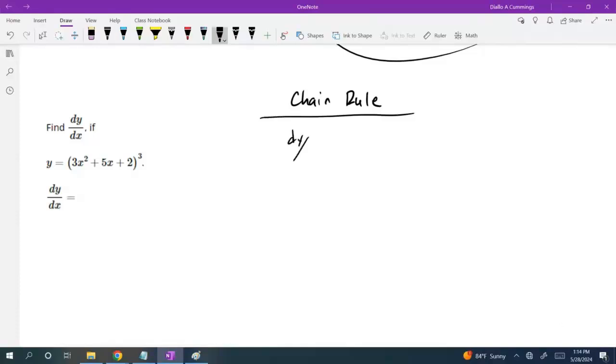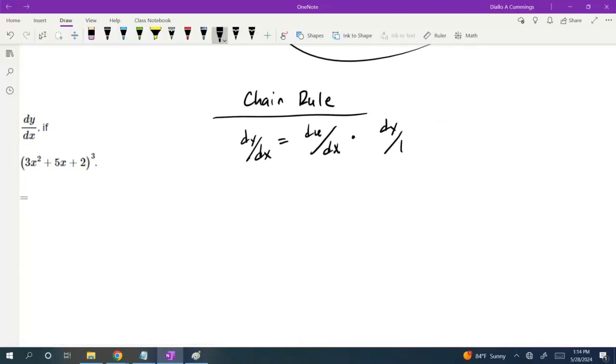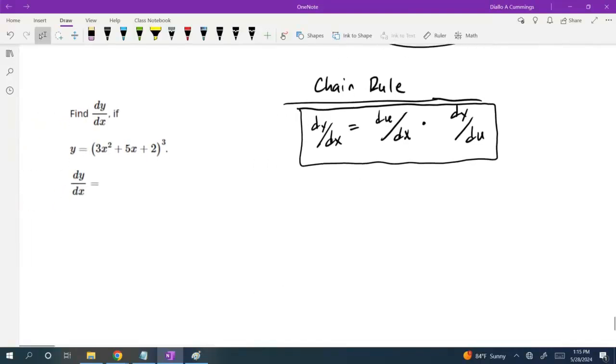It's dy/dx, so that's the derivative of the function y with respect to x. That's equal to du/dx, so this is the derivative for the function u with respect to x, times dy/du. So this is the derivative of the function y with respect to u. Right, so this is the actual chain rule. So let's see how this applies in our problem.